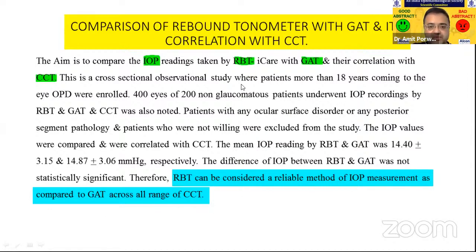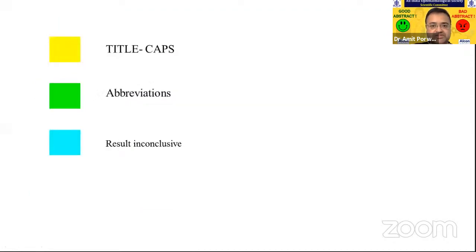Whereas if you read the crux of this synopsis, when you look at the result, 400 eyes of 200 non-glaucomatous patients underwent IOP reading by RBT and GAT, and CCT was also noted. Patients with any ocular surface disorder or any posterior segment pathology and patients who were not willing were excluded. The IOP values were compared and were correlated with CCT. The mean IOP reading is mentioned, whereas there is no mention of CCT at all. So in the abstract, you have not mentioned any values of the CCT, but you are giving a conclusion. So this is one study.